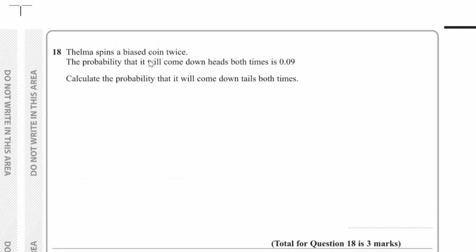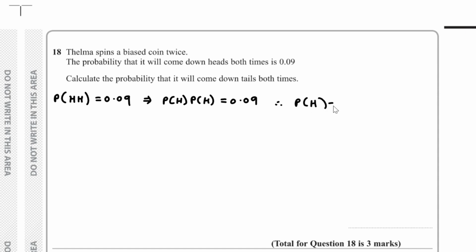Question 18. Thelma spins a biased coin twice. The probability that it will come down heads both times is 0.09. We have to calculate the probability that it will come down tails both times. So first of all, probability of a head followed by another head, that's equal to 0.09. So this implies that probability of head times probability of head equals 0.09, and therefore probability of head is equal to the square root of 0.09, which is 0.3.